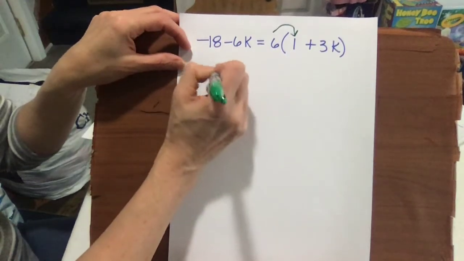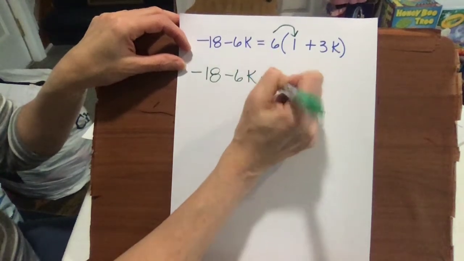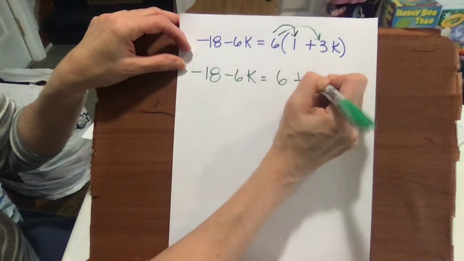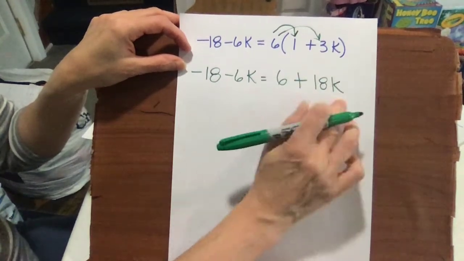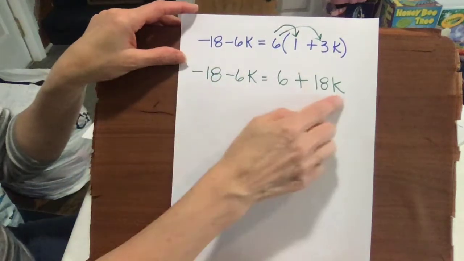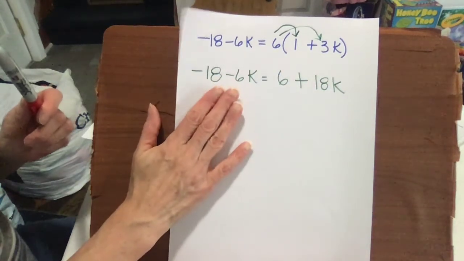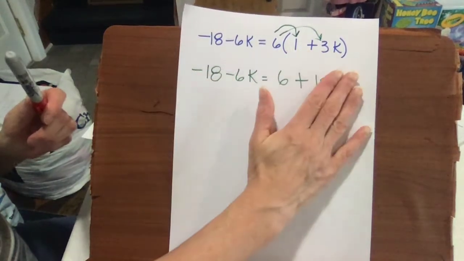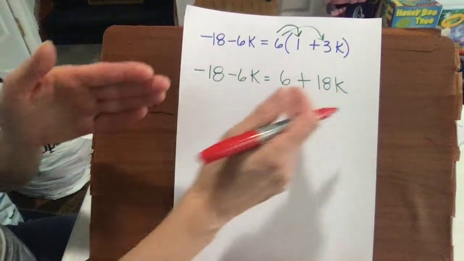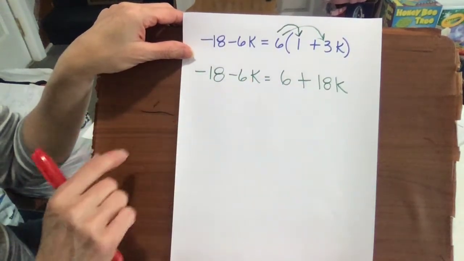All right, so we have 6 times a quantity, so we'll do that. So let's bring down negative 18 minus 6k equals 6 times 1 is 6. 6 times the positive 3k is plus 18k. And now we're in a position again where we can bring our numbers to one side, letters to the other. Now again, we do like our variables to be on the left side, and our numbers to be on the right. So we can do that here because we have the flexibility in where we want to bring things.